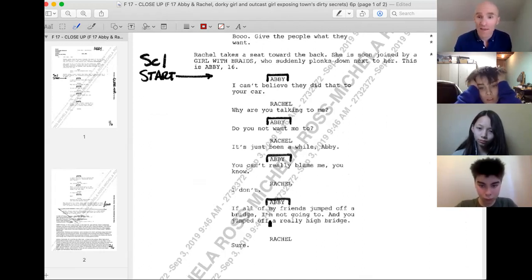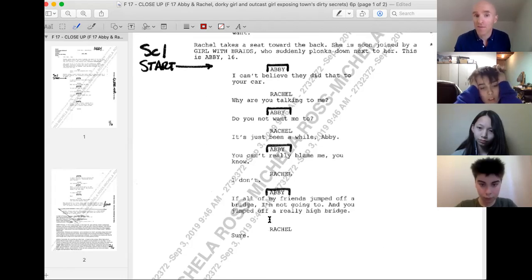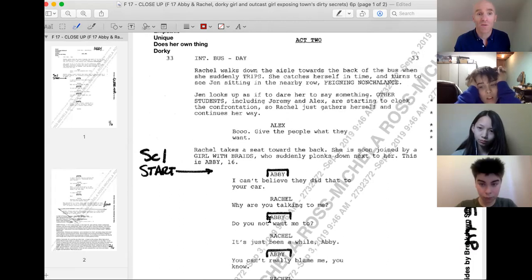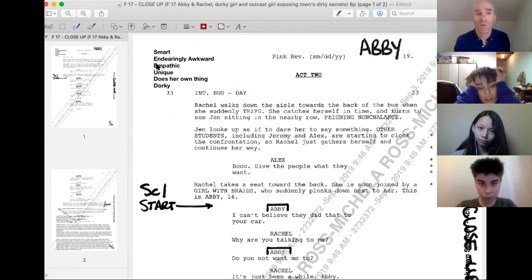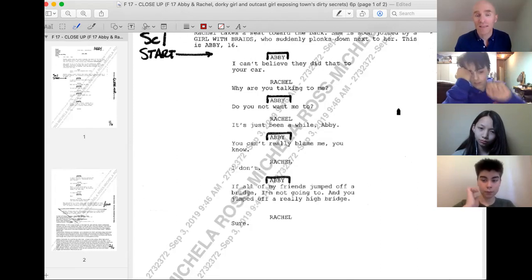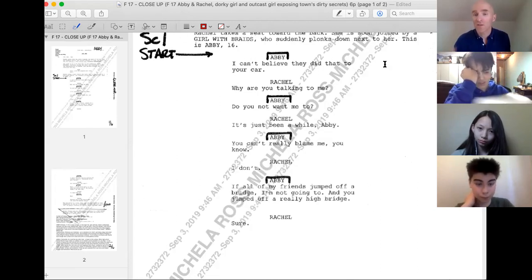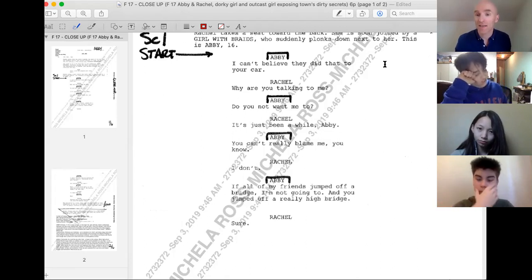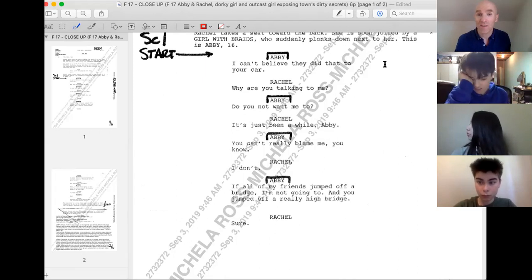Now, this is an exercise that I got from Kirsten, but can be really effective, is to take these: smart, awkward, empathic, unique, does her own thing, dorky, and place them on specific lines so that you're making sure that you are bringing in different aspects of the character with different lines. I'd recommend trying this exercise if you never have before and just seeing if it does good things for you.